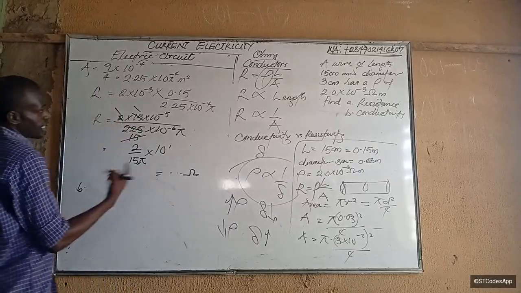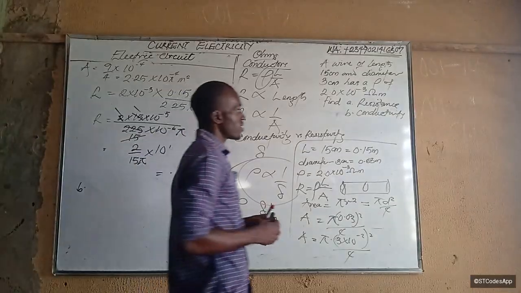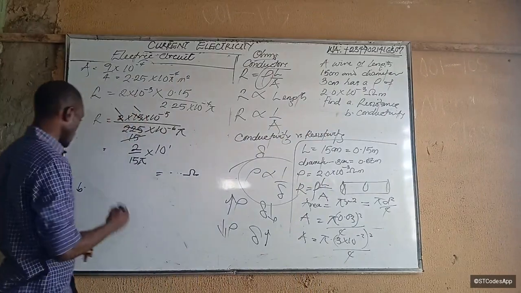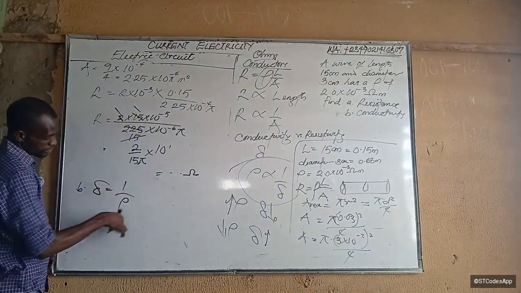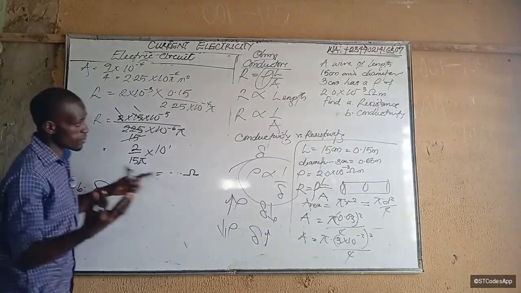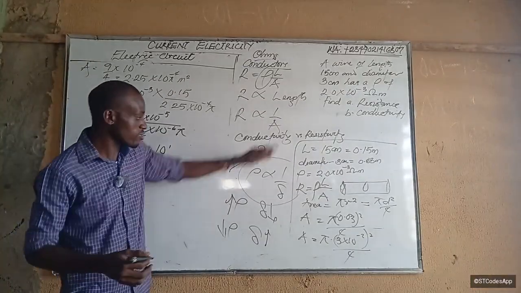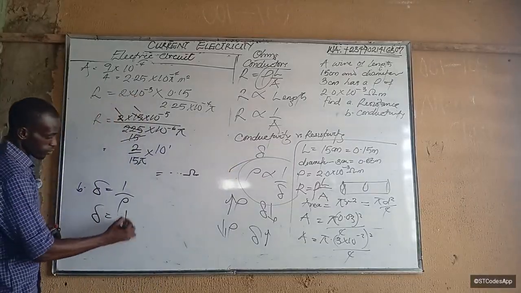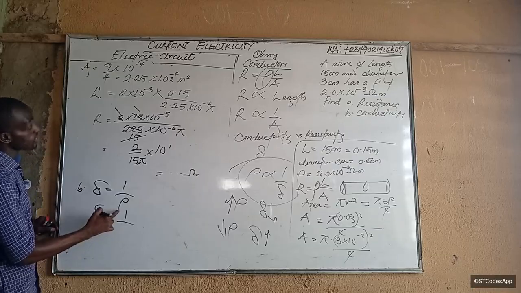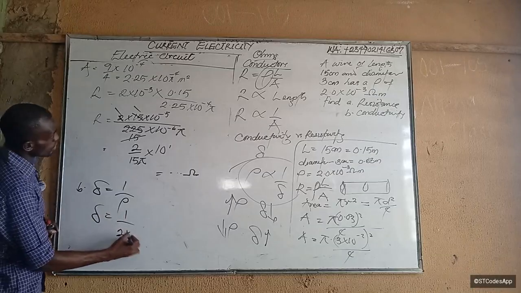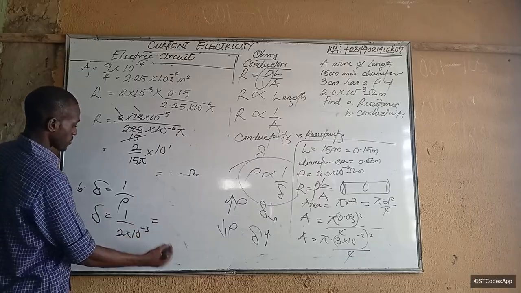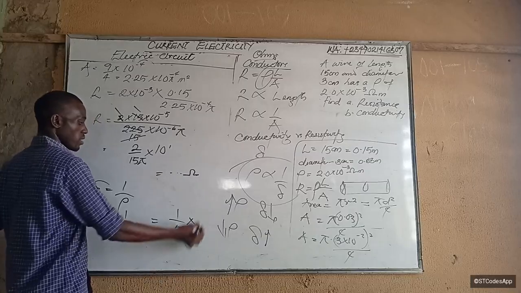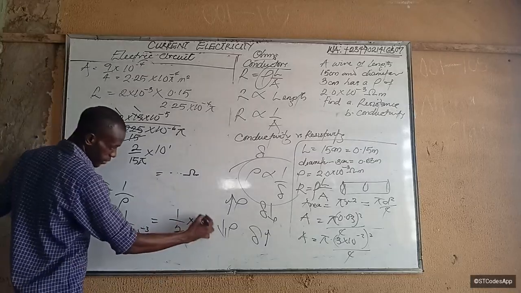Then B now says we can't calculate B because we are within. Okay, this one is conductivity. Conductivity is 1 over resistivity. From this, you know, resistivity is 1 over conductivity, so conductivity is 1 over resistivity. Resistivity is given as 2 times 10 to the power minus 3. That becomes 1 over 2 times 10 to the power minus 3.